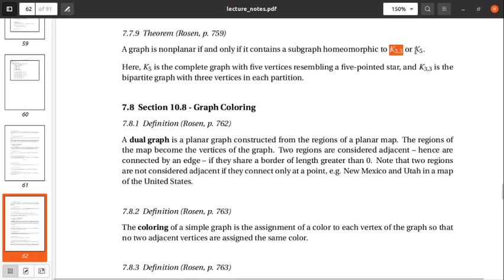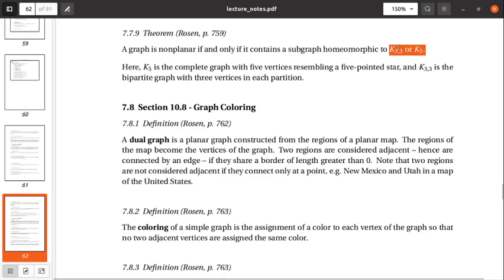And then K5, I believe, is a complete graph with 5 vertices resembling a 5-pointed star. K33 is a bipartite graph with 3 vertices in each partition. And so this says that a graph is non-planar if and only if it contains a subgraph homeomorphic to these. So you can do those elementary subdivisions, but at its root, these are the 2 violations, the only 2 unique violations that would make a graph non-planar, right?